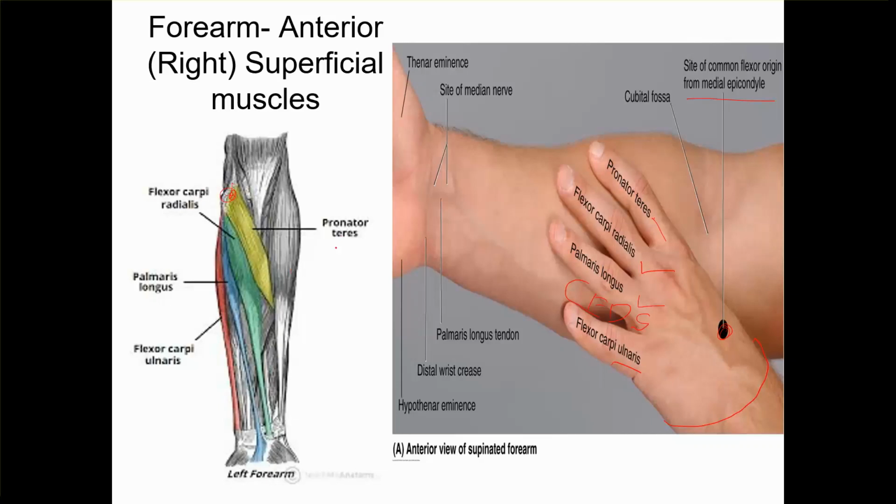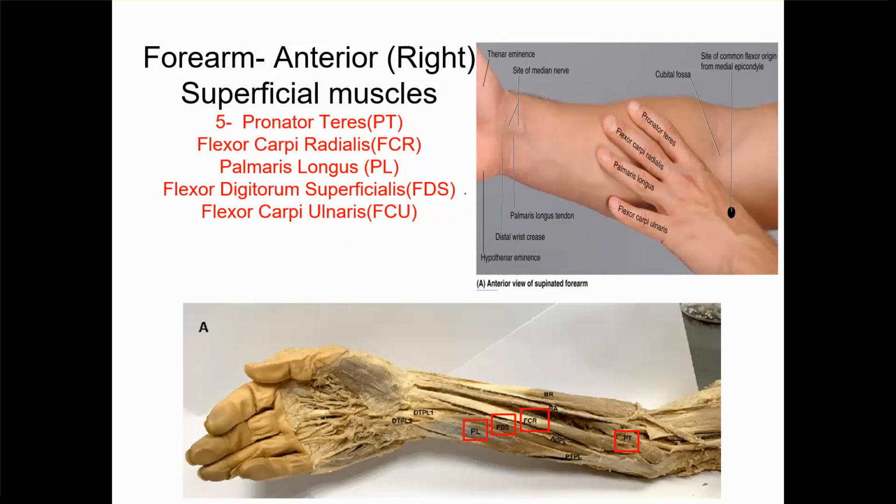This is the first muscle, pronator teres. Then you have flexor carpi radialis, palmaris longus. It has a long tendon, and it goes to the palm to form the palmar aponeurosis. Then flexor carpi ulnaris is shown here. Like I told you, the flexor digitorum superficialis will be in between the palmaris longus and flexor carpi ulnaris, but it is a little deep to these muscles. That's why it's not shown here. So you can see again, these are the 5 muscles. So you have pronator teres.